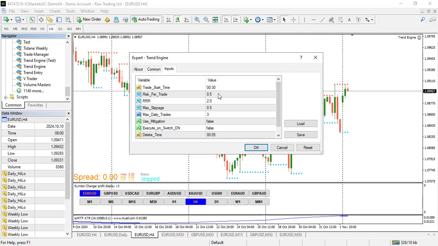Then you have max slippage. This will rarely matter, but occasionally it will matter. So it should be low. The default is 0.5. It should not be more than 1, right? It should not be more than 1.